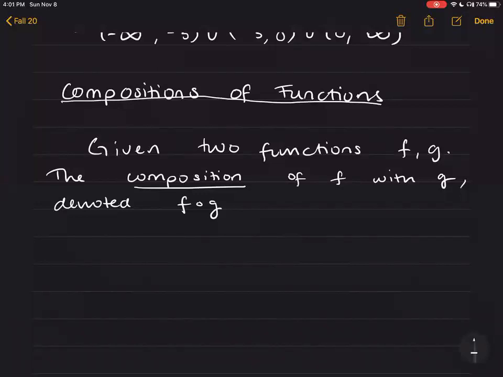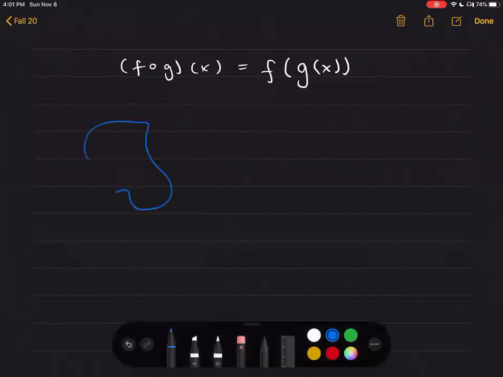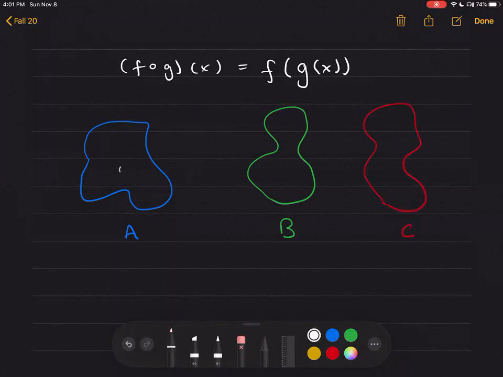So f composed with g, that is defined as, so we've got f circle g of x is going to be f, and then what you're plugging into f is going to be whatever g spits out when you plug in x. Okay. It might look a little weird if you've never seen it at first, but let's draw a picture and kind of see what's going on. So let's say we have some blob here, call it A, a blob here, call it B, a blob here, call it C. Let's say we've got something in A, it's x.